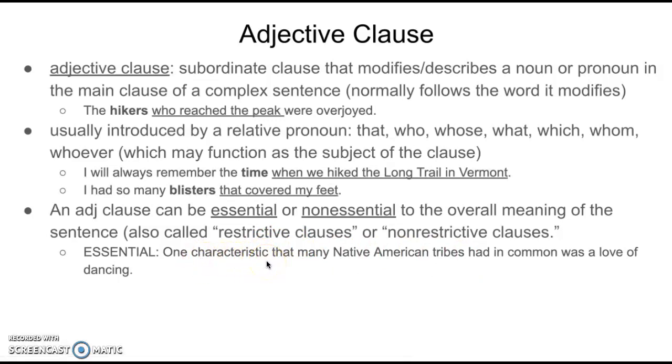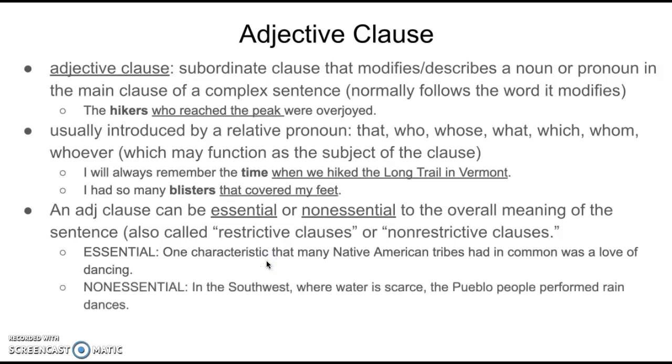Now, if you take it out of the sentence, you have: one characteristic was a love of dancing. That sentence is completely different. It's way more vague. We don't know what it's talking about. So in this case, the adjective clause is essential to the overall meaning.